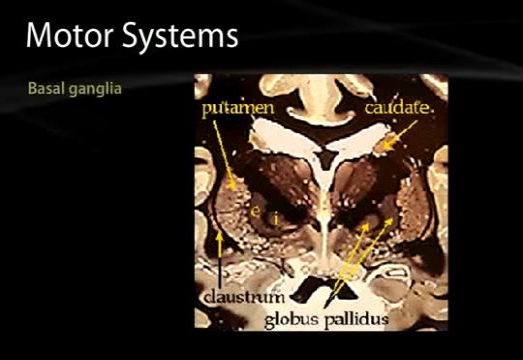I want to introduce you to different structures of the basal ganglia seen here in this coronal section of the brain. The main players here are the caudate, the putamen, the globus pallidus pars externa, globus pallidus pars interna, the subthalamic nucleus, and substantia nigra.